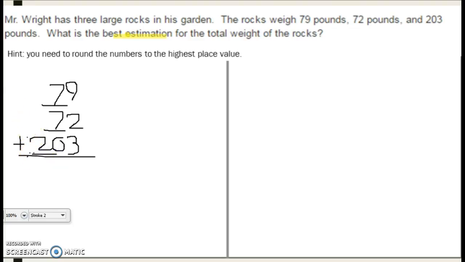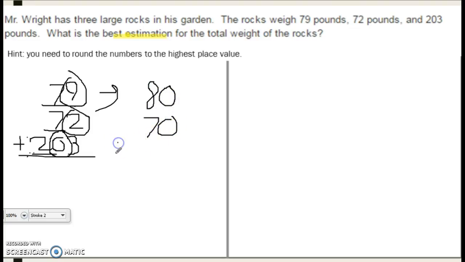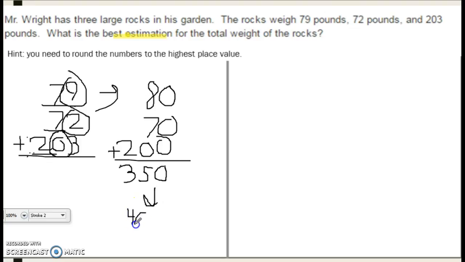And remember our rules. Look right next door. If its neighbor is 5 or more, we add 1 more. 4 or less, we let it rest. So 79 rounds to 80. 72 rounds to 70. 203 rounds to 200. Once we add them together, our estimate is 350. Now, some of you took this and rounded it to 400. If you did that, I accepted it because 400 is pretty reasonable.